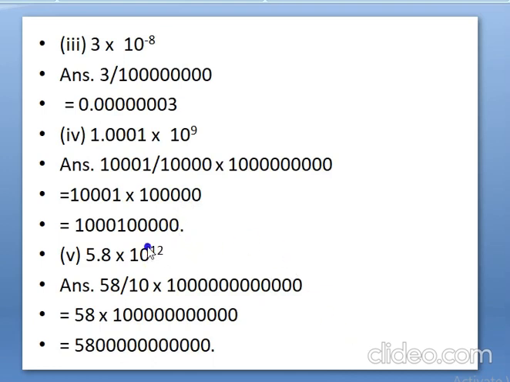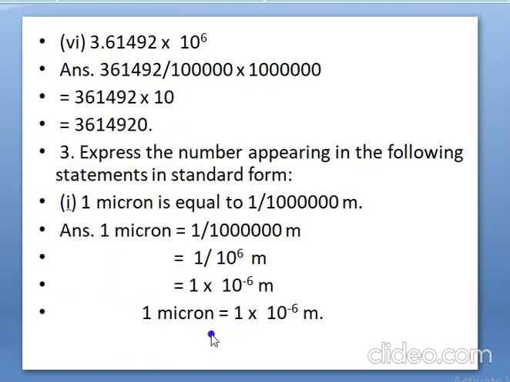Fifth one, 5.8 into 10 to the power 12. So for removing the decimal, it will become 58 by 10 into 1 with 12 zeros. So 58 by 10 will get cancelled, so you will be getting 11 zeros. So now 5, 8, and you have to keep down 11 zeros.